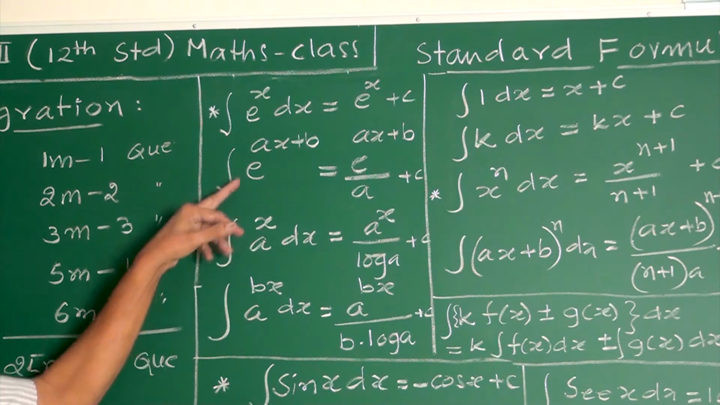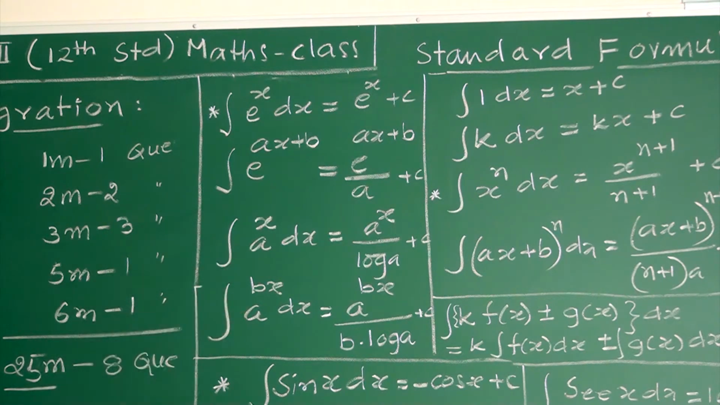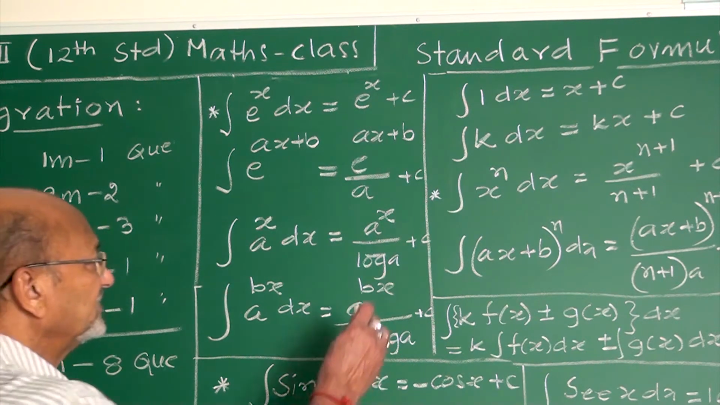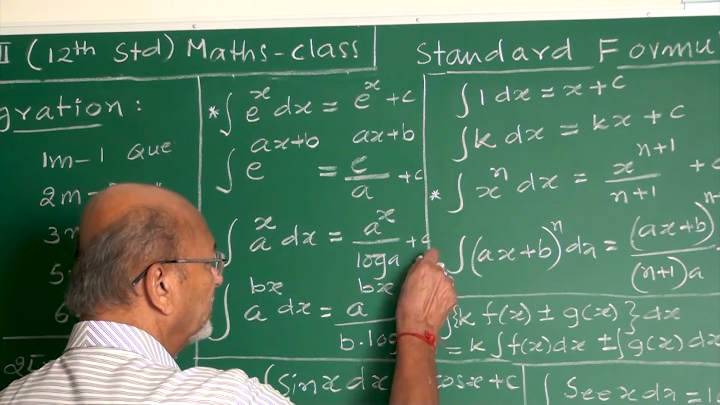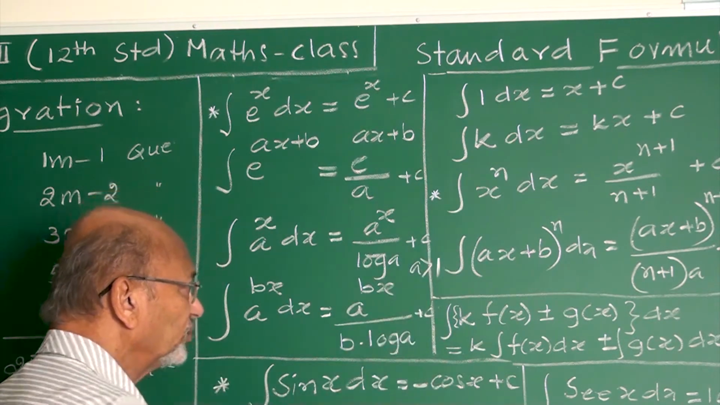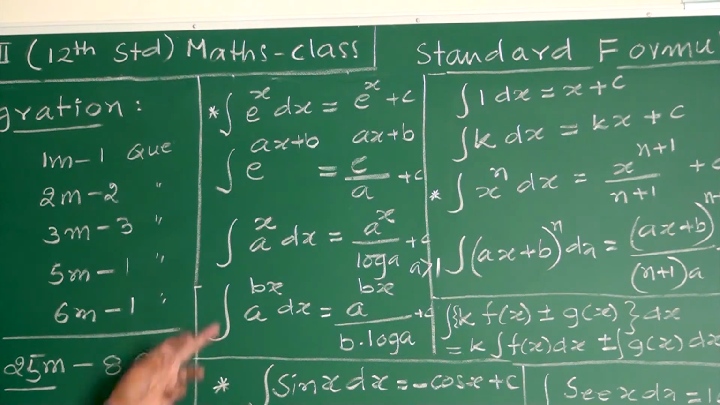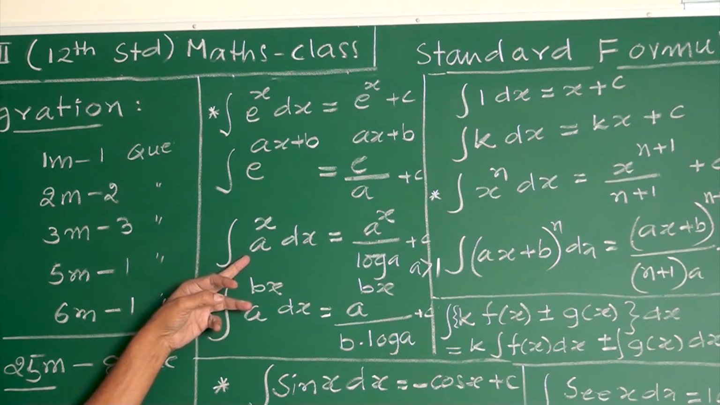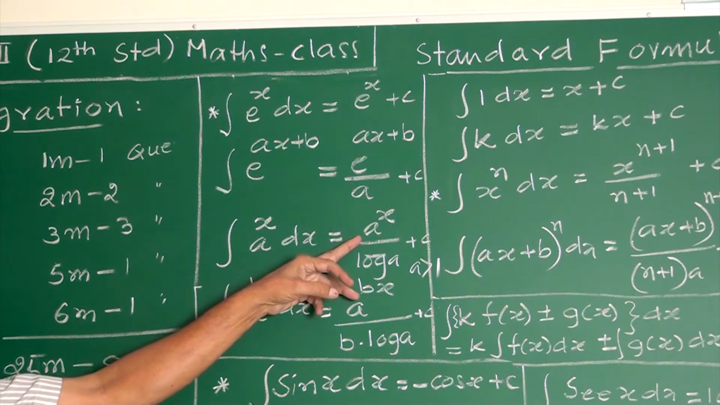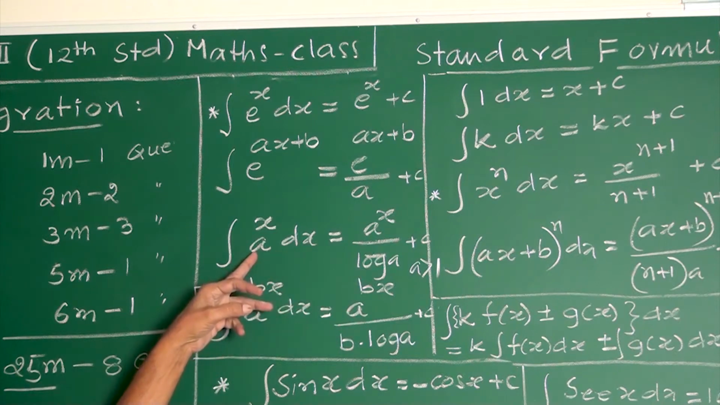What is the difference between e and a? Other than e, in this case, this a should be greater than 1. It is not equal to 0 and it must be greater than 1. The integral of a to the power x dx is what? It is a to the power x upon log a, log of this base.